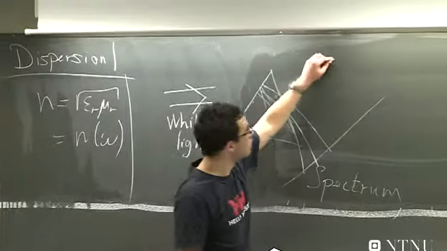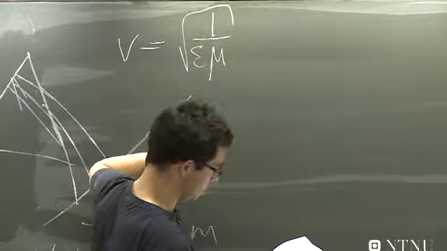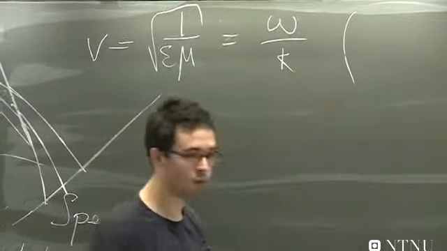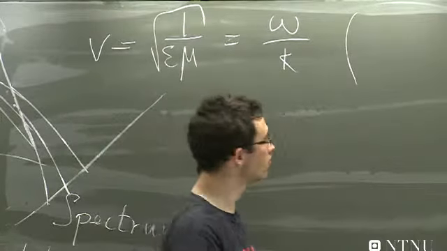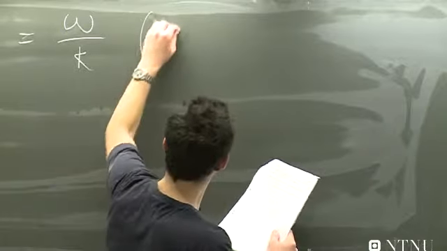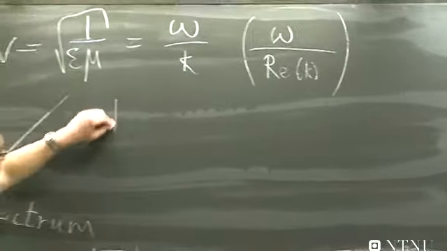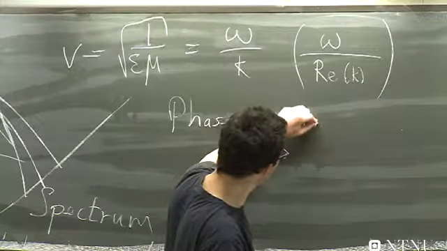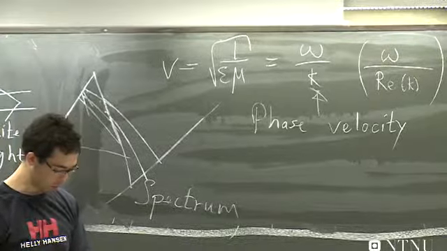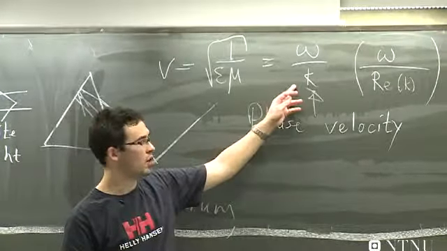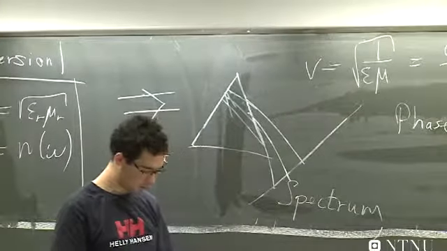And this is because of the velocity v, right? Is equal to 1 over the square root of epsilon mu, which equals omega over k. And if k is complex, then we just take the real part, because that's the propagating part. The other was a decaying exponential, right? But it doesn't affect the wave as such. So you get omega over the real part of k. Okay, and this is called the phase velocity. This thing here, omega over k, is called the phase velocity. And it expresses that waves at different frequencies travel at different velocities because there's a frequency dependence on the epsilon here. Okay.